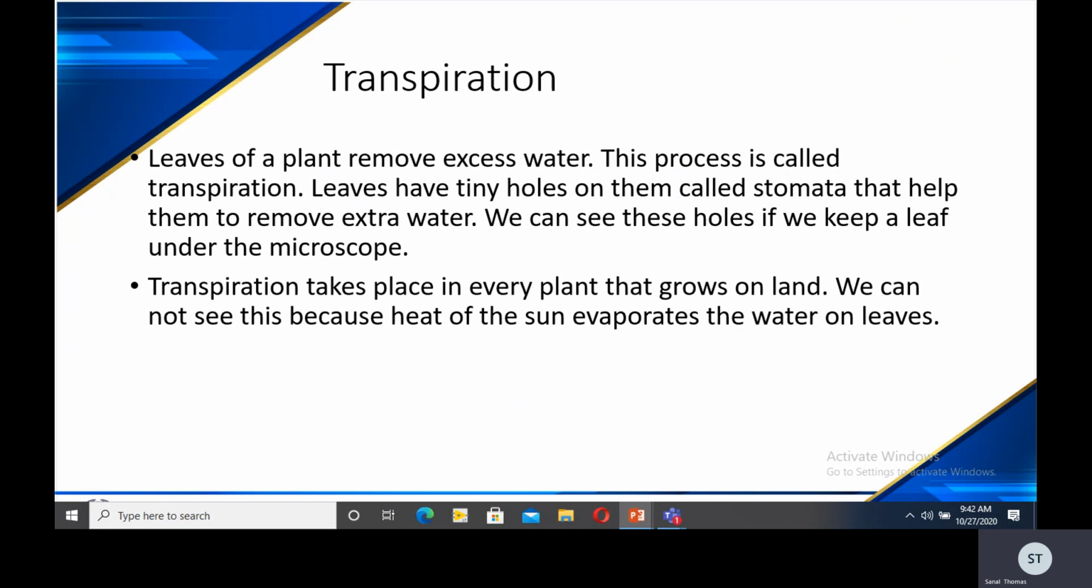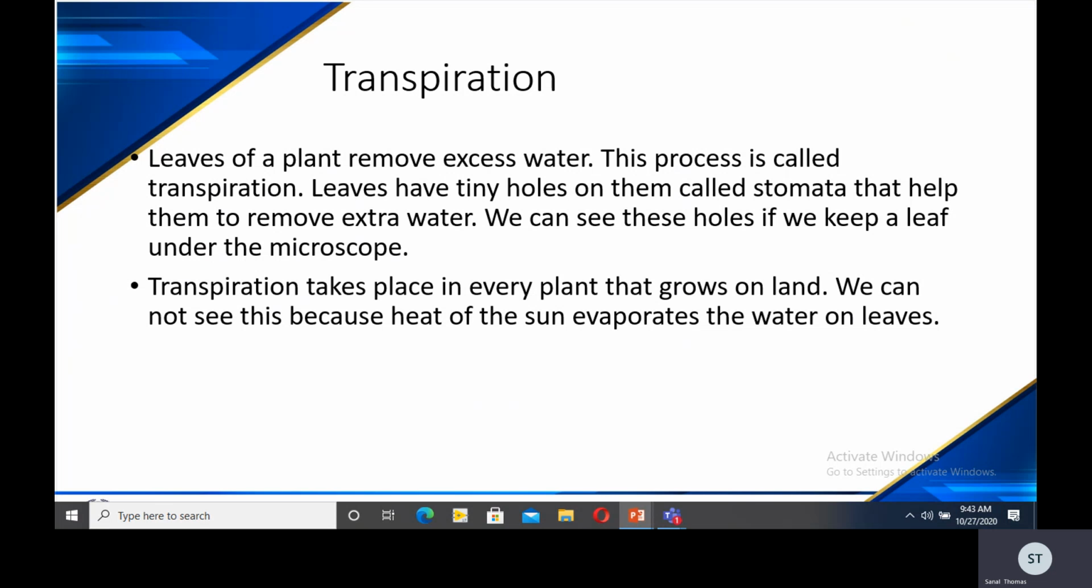Now coming to the last point, that is about transpiration. Suppose, tell me, will a plant look fresh or dry if we don't water it for 2-3 days? Yes, of course, the plants become dry if we do not water them often, right? And plants do not use all the water for photosynthesis. That is another thing you are going to learn. Plants need water for photosynthesis, but all the water is not required. Some of it is given out by plants. That is called transpiration.